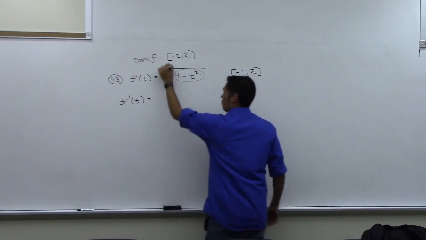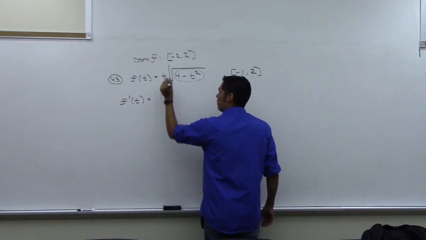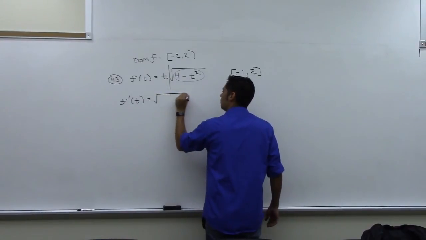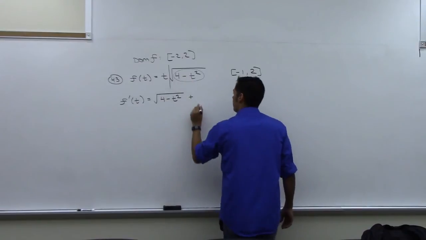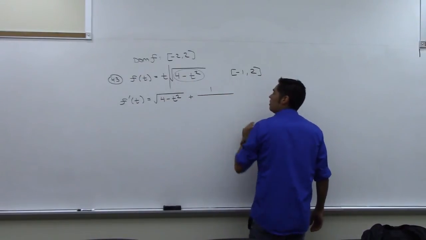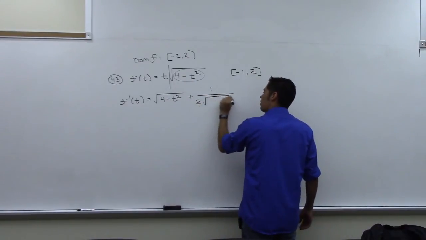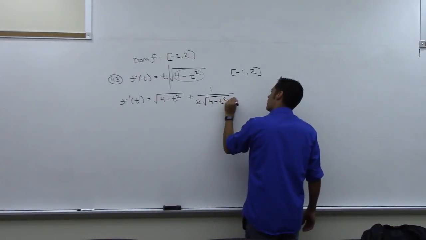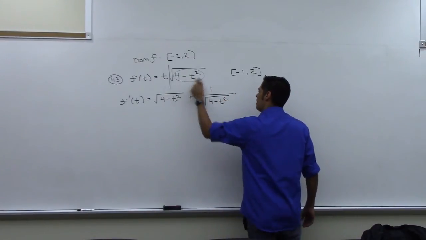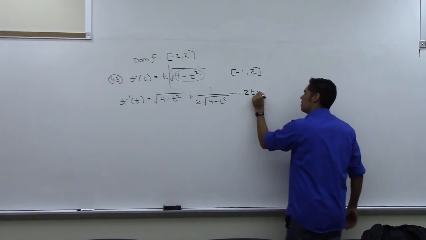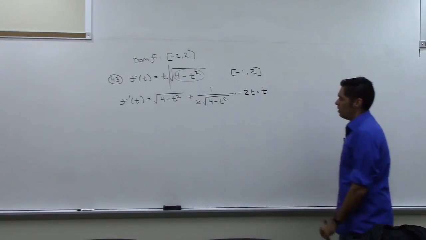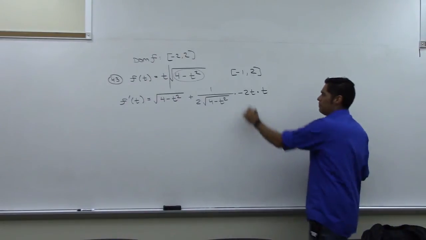I'm going to do product rule right there. There's a product. So the derivative of the first one is just 1 times the second one, plus the derivative of the second one. Well, the derivative of the square root of something is 1/2 times the square root of that something, times the derivative of what's inside, -2t, times the first function. There's your product rule. I'll clean it up.